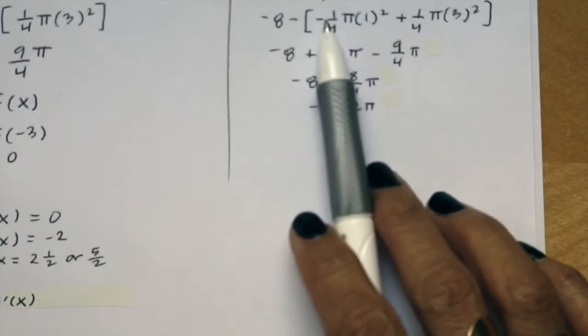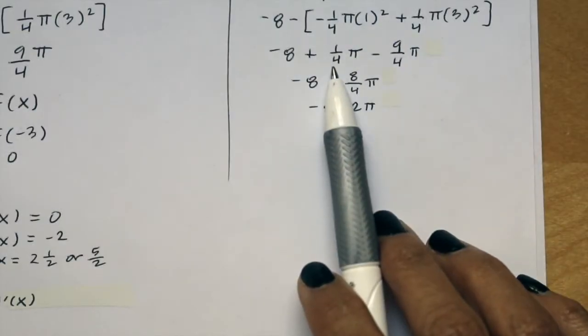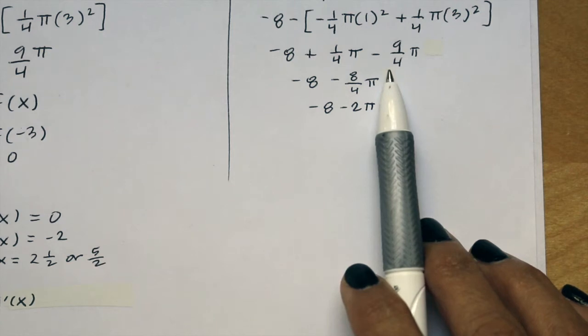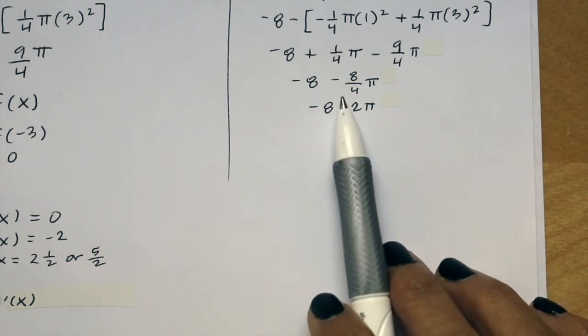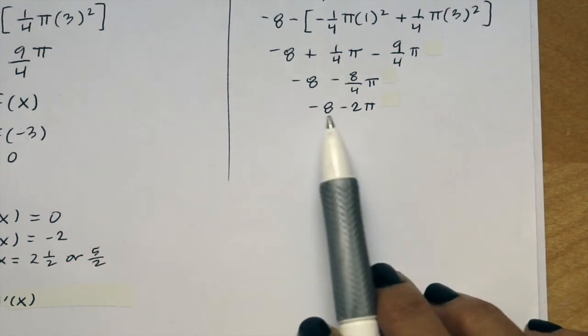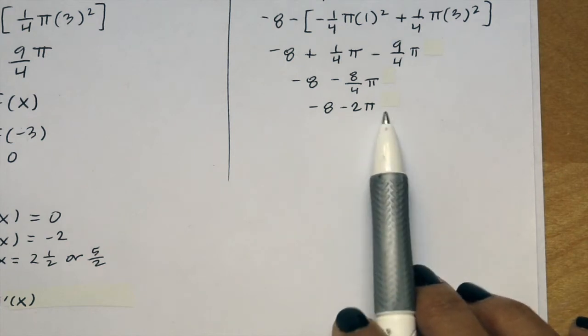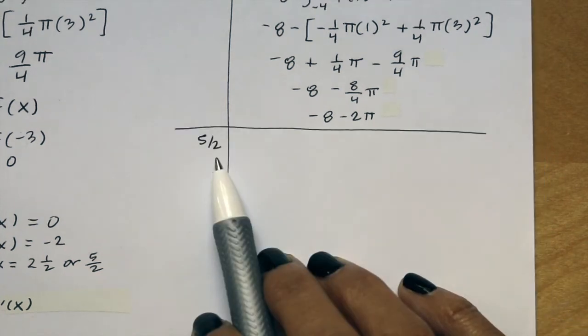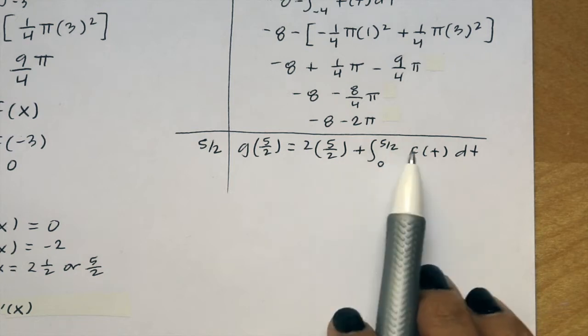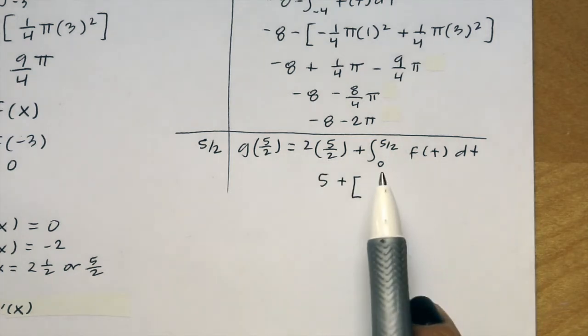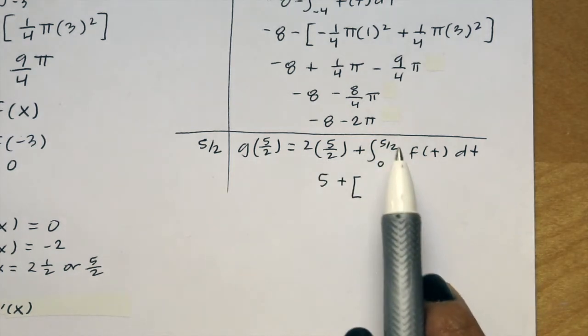I took the negative and distributed, so you get positive 1/4 pi, and then you get negative 9/4 pi, which would make negative 8/4 pi, and that becomes -8 minus 2 pi. Next, we're going to check the critical value 5/2. So we're plugging 5/2 in for x. This represents the area under the curve of f from 0 to 5/2, or 2.5.